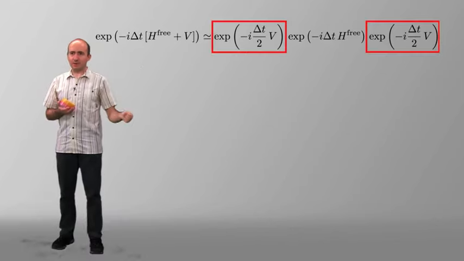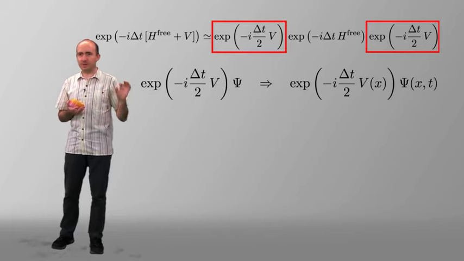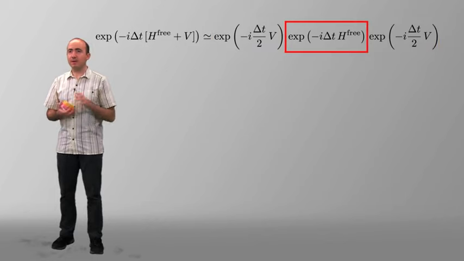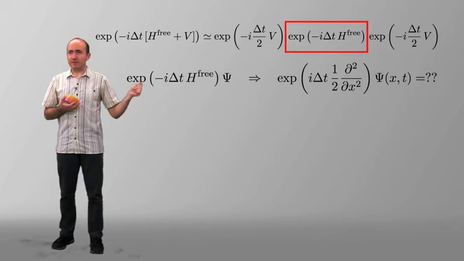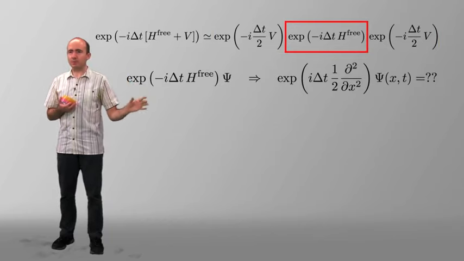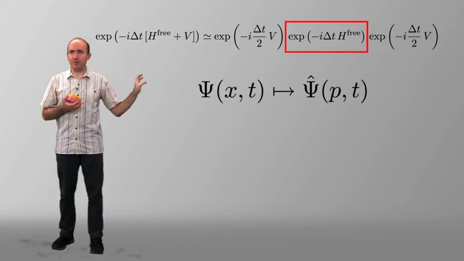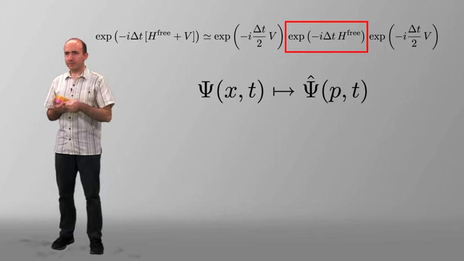The first and the last term are easy to understand. They consist in the multiplication by the same factor e to the power minus i over 2 times delta t times V of x. The free term is a bit enigmatic, but the mystery is lifted by transforming the wave function to Fourier space for the spatial coordinate. This consists in going from the real space psi of x and t to the momentum space psi hat of p and t.